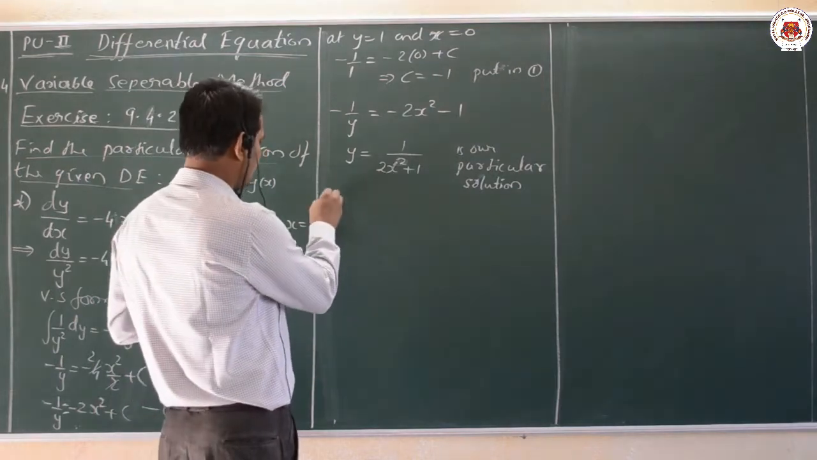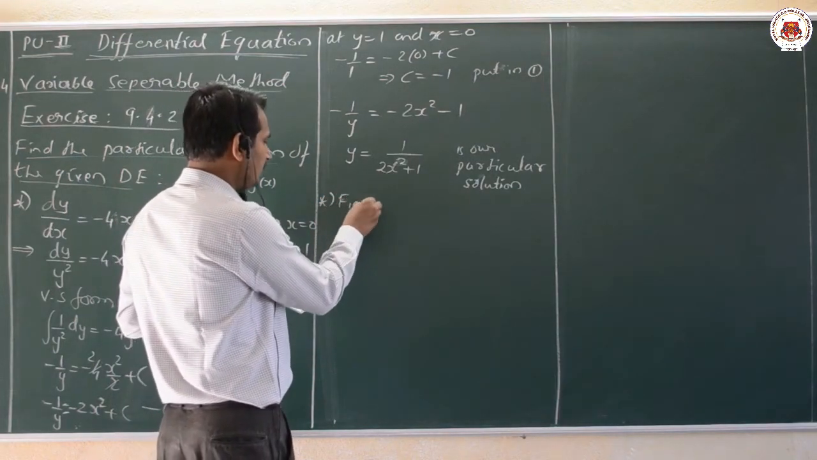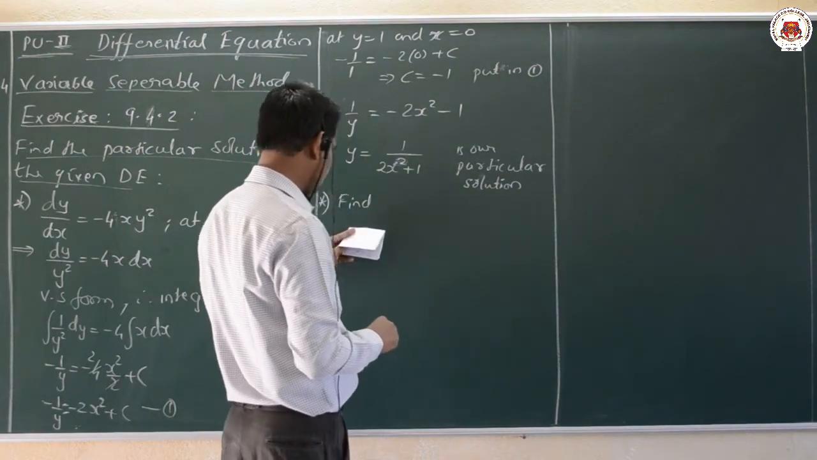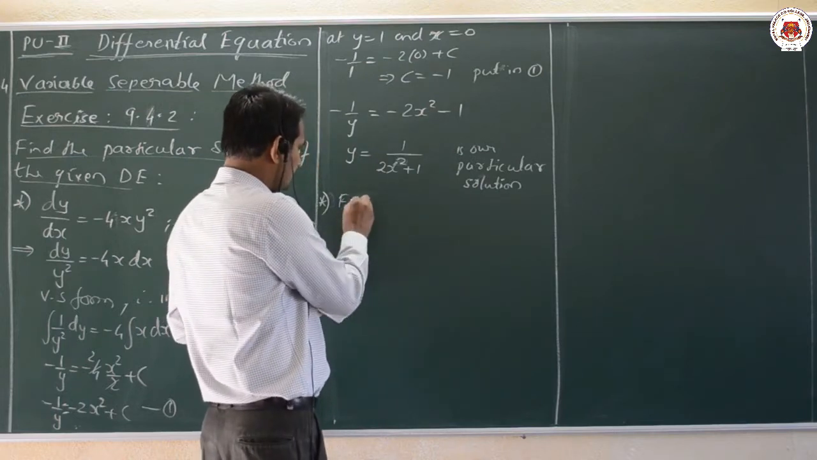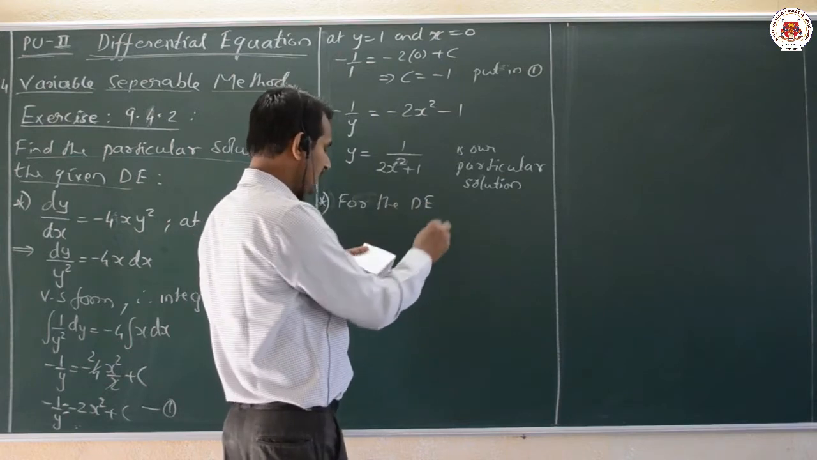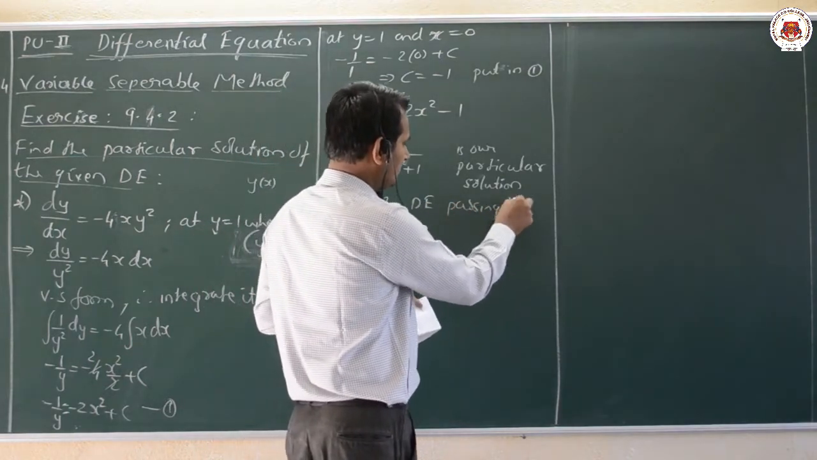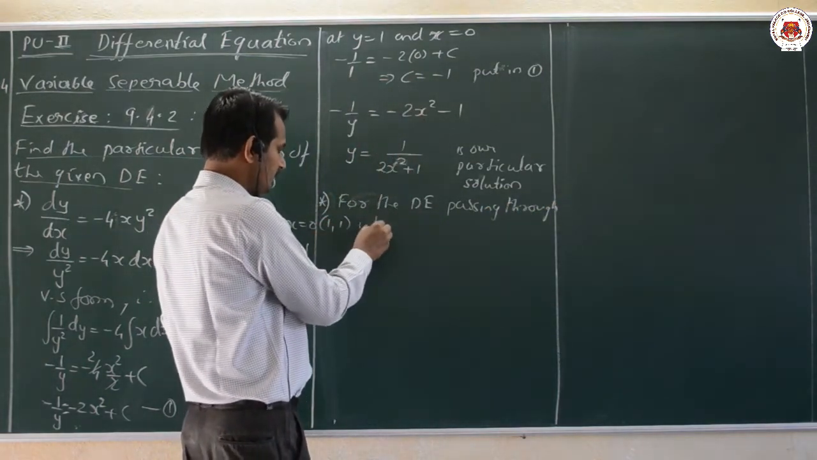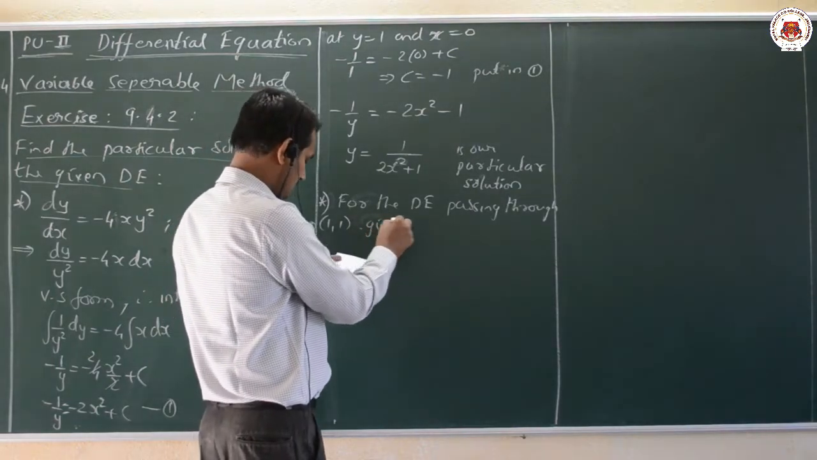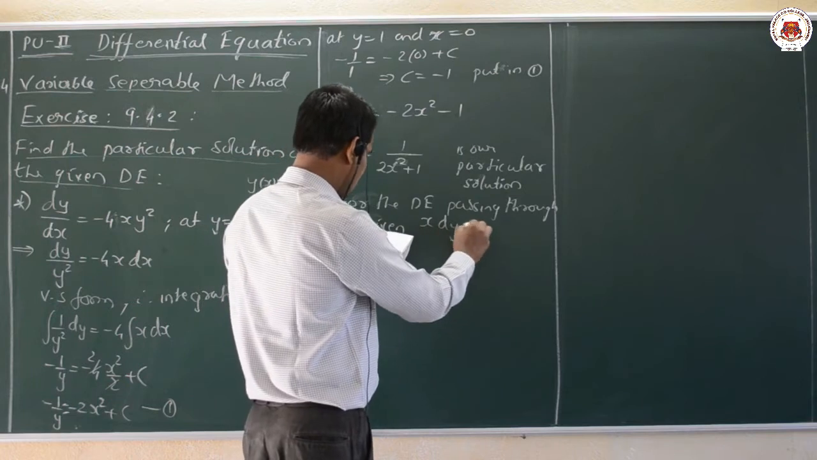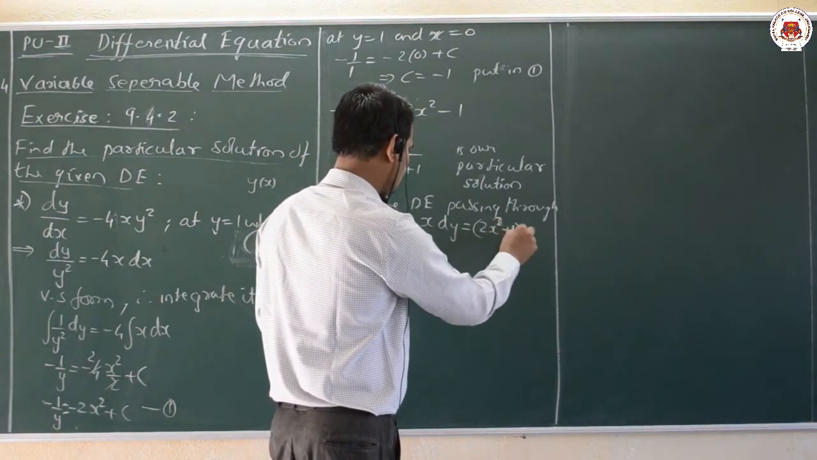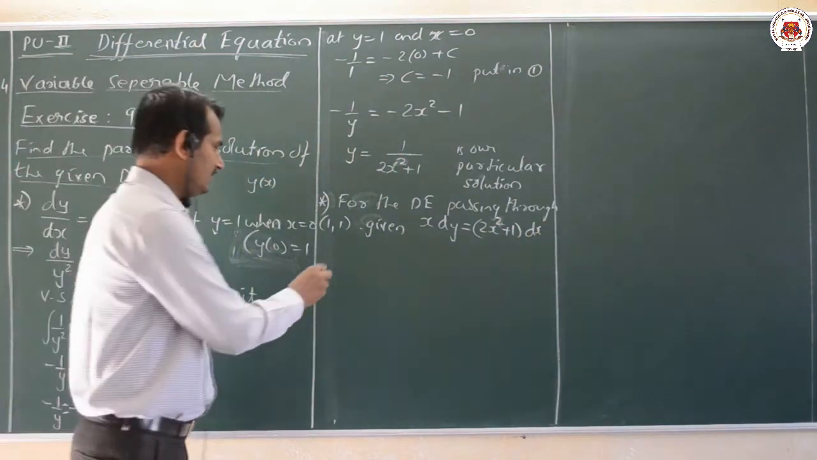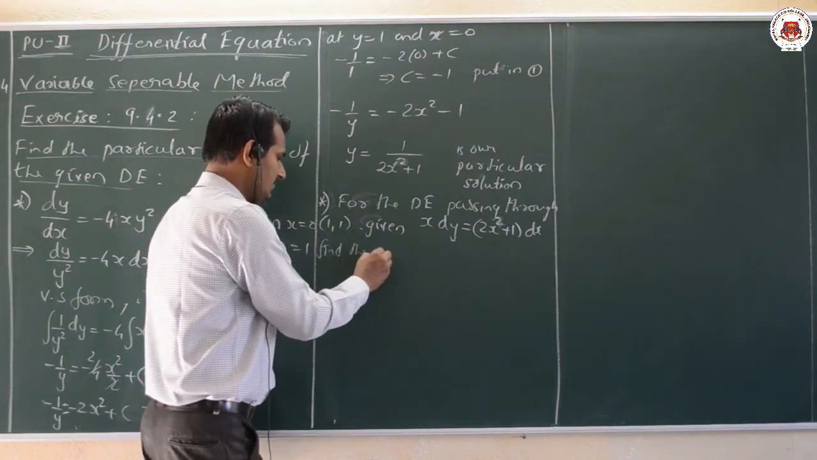Now let us move on with the next question. Find the solution for the differential equation passing through the point 1 comma 1, whose equation is x dy equal to 2x square plus 1 into dx. We are required to find the solution.